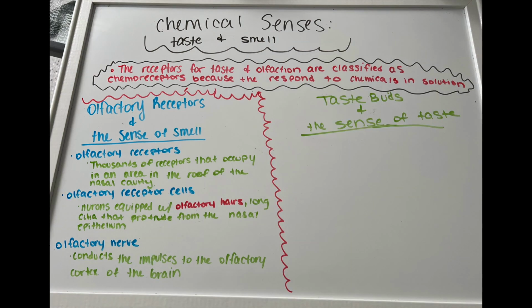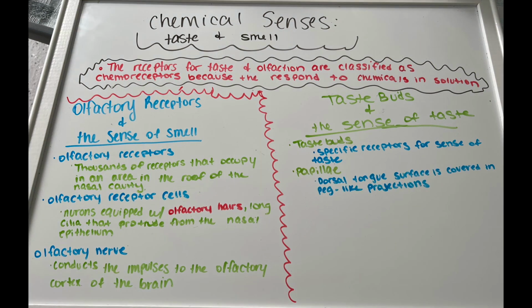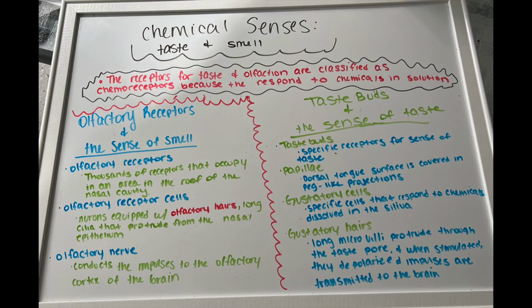Taste buds and the sense of taste. The taste buds, or specific receptors for the sense of taste, are widely scattered in the oral cavity. Of the 10,000 or so taste buds we have, most are on the tongue. Papillae. The dorsal tongue surface is covered in small peg-like projections, papillae. Gustatory cells. The specific cells that respond to chemicals dissolved in the saliva are epithelial cells. Gustatory hairs. Their long microvilli, the gustatory hairs, protrude through the taste pore.